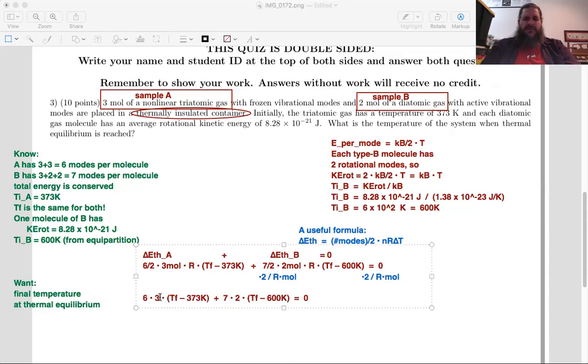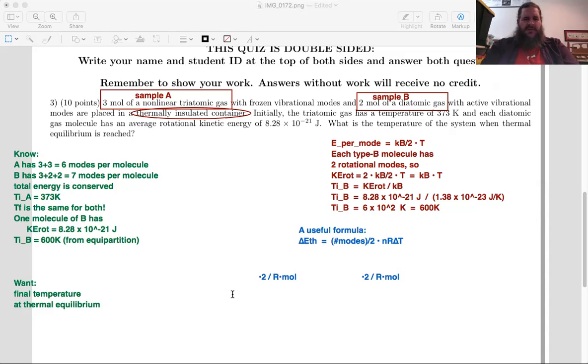We can simplify that further. 6 times 3 is 18. 7 times 2 is 14.